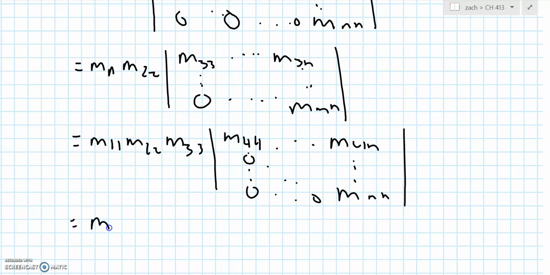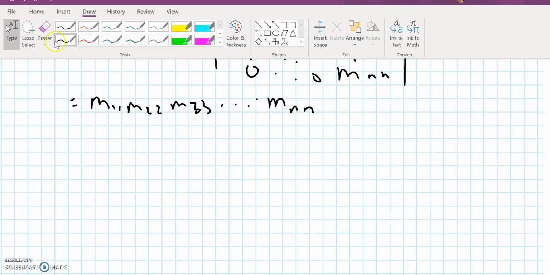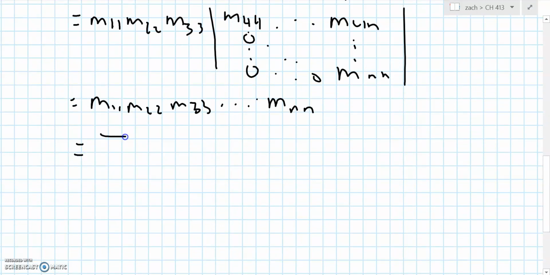So we see that this is going to be M11, M22, M33, MNN. Or, maybe a better way to put it is the product of i equaling 1 to n of Mii. So that looks like M11, M22, M33, all the way to MNN. So that is exactly what we said the determinant should be, the product of everything on the diagonal. So that was just a simple proof of how that works.